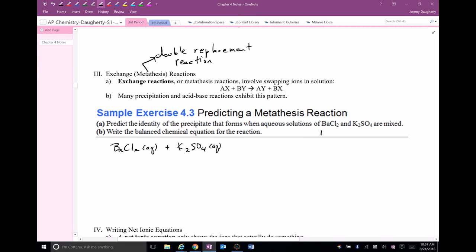What's the charge on barium? Yeah, 2+. What's the charge on sulfate? Minus 2. So what would be the formula for barium and sulfate? Yeah, BaSO4. Always remember it's according to their charges, nothing else. So that would be the actual answer to letter A. Barium sulfate is the identity of the precipitate.